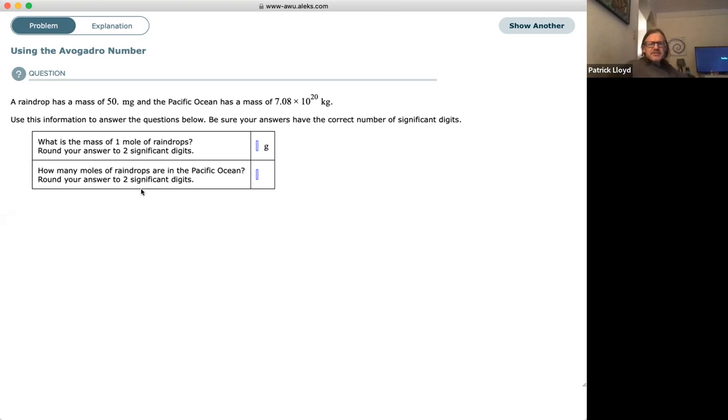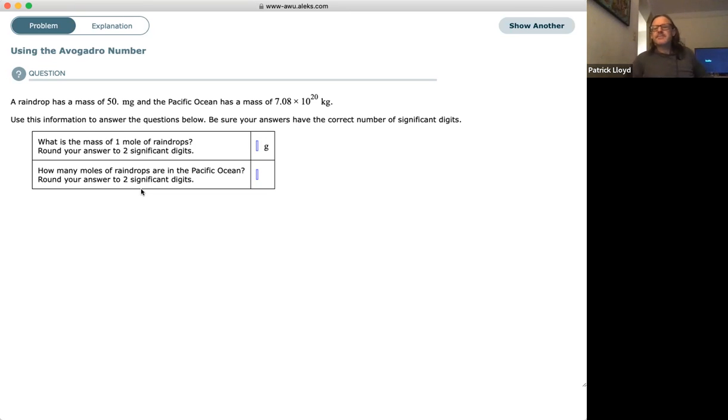In the second question, they ask you how many moles of raindrops are in the Pacific Ocean, which is an interesting question, right? Round your answer to 2 significant digits. I don't know offhand. There might be, in terms of the number of moles of raindrops, like 10 moles or 100 moles or 1,000 moles, but I'm not sure. Well, we'll see. Let's go through it, okay?